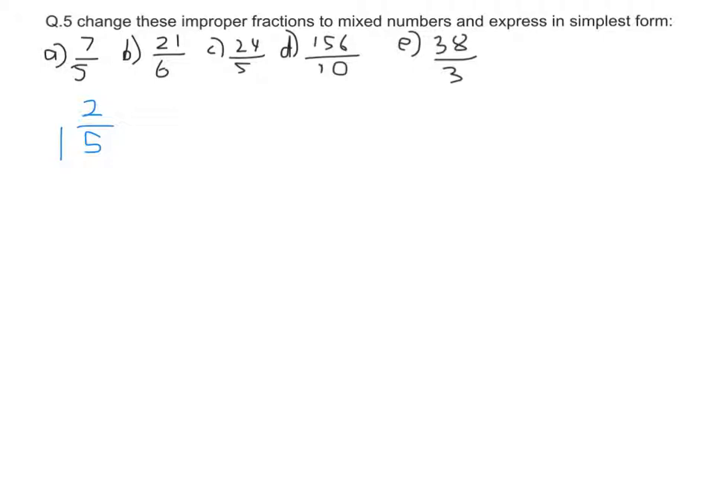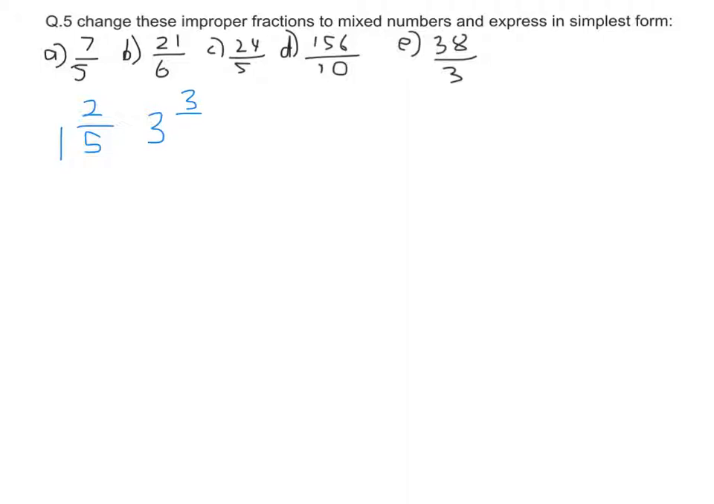For the next one, we can look at the number 21. We know that 6 times 3 is 18, 6 times 4 is 24. So 6 will not go into 21 4 times, but it'll definitely go into 21 at least 3 times. So we write the number 3. There's a remainder of 3, because 21 minus 18 is 3. So we write 3 as the numerator.